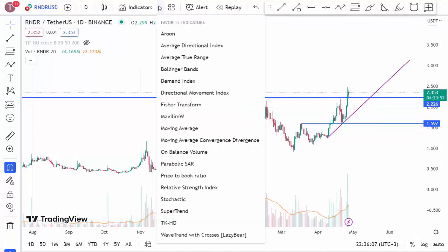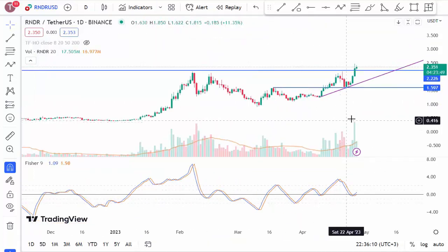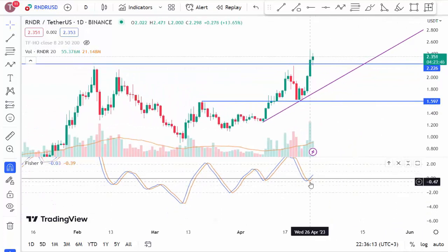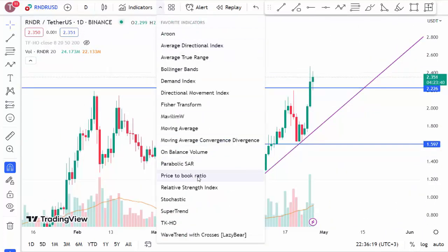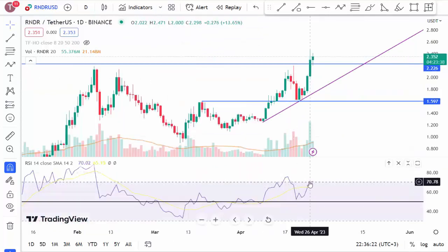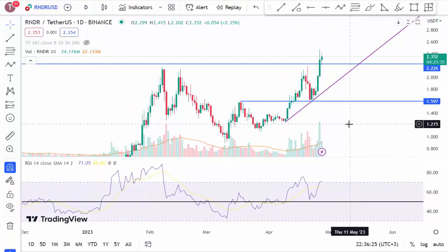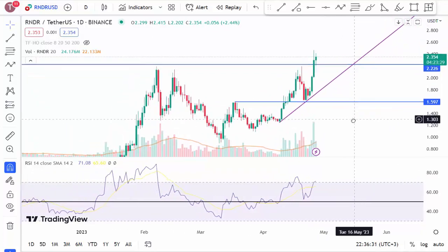Now, let's look at our indicators. If we look at the Fisher indicator, it is creating a breakthrough near the zero level, indicating a buy signal. Additionally, if we look at the RSI indicator, the RSI is also rising above the 70 level, indicating that it is in the overbought zone and signaling that the rally may continue.